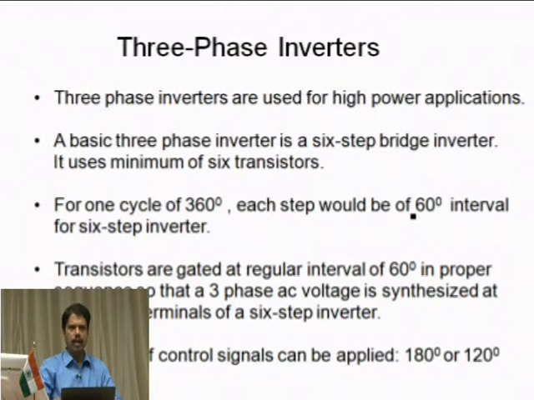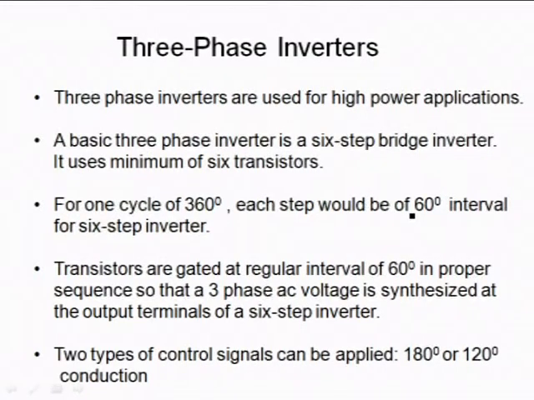So, let us take up the 3-phase inverters. 3-phase inverters are used for high power applications. A basic 3-phase inverter is the 6-step bridge inverter. It uses a minimum of 6 transistors. It may be BJTs, but usually IGBTs are used. For one cycle of 360 degrees, each step would be of 60 degrees for a 6-step inverter. The transistors are gated at regular intervals of 60 degrees in proper sequence, so that a 3-phase AC voltage is produced at the output terminals of a 6-step inverter.